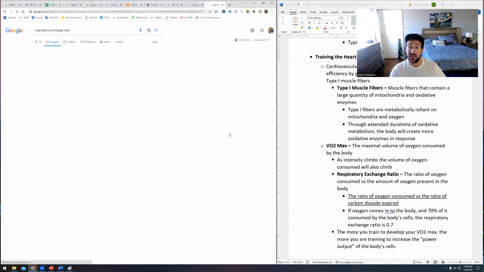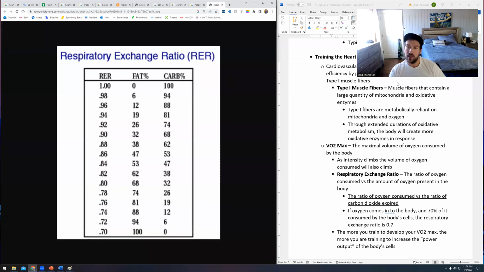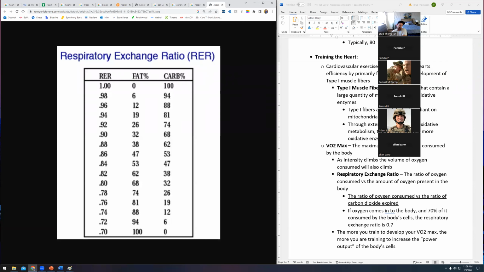It looks something kind of like this. And this is in general for all of us. These numbers are true. So there is a respiratory exchange ratio of 100% to about 70%. So what I mean by that is, if I brought in 100 units of oxygen and I converted all 100 units of oxygen to CO2, then that's a 100% oxygen consumption. I used all of it.